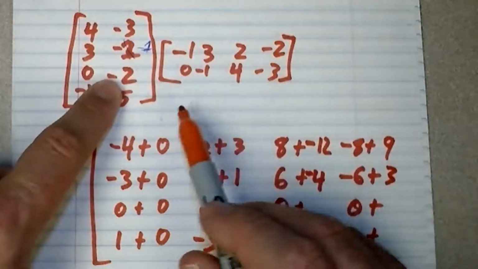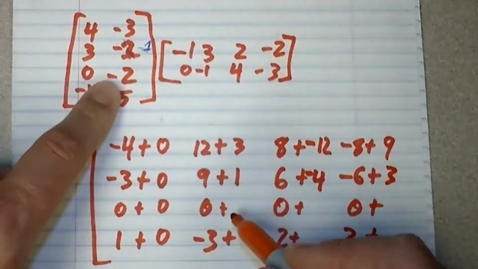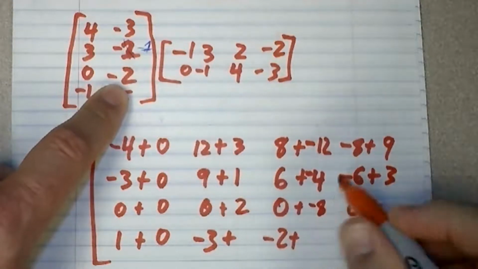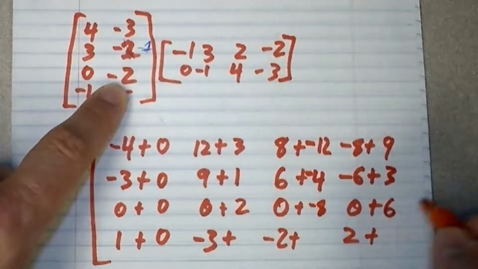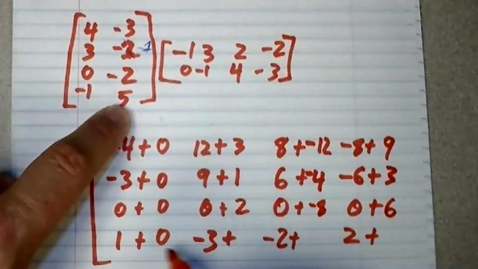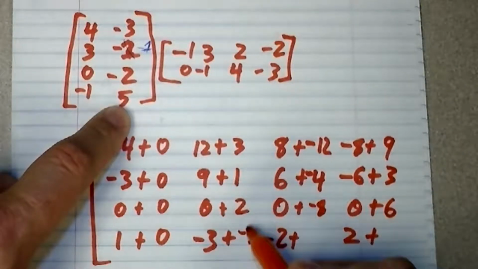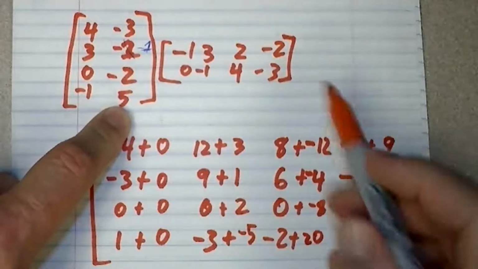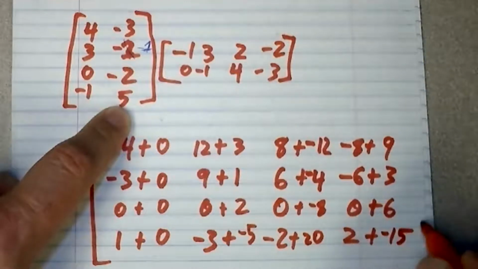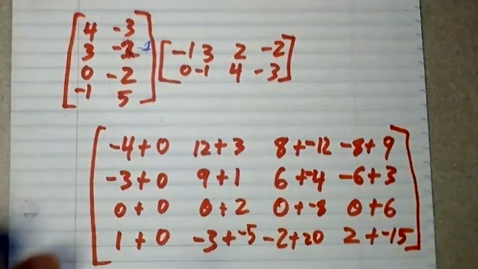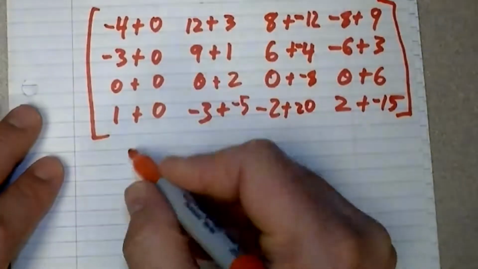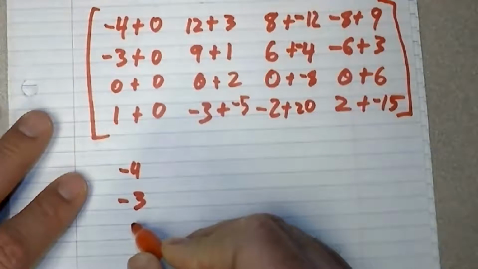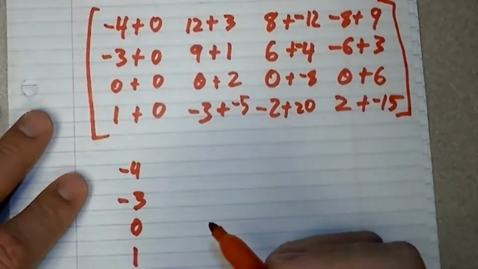And now we'll do the negative 2. So that's already a 0. It's negative 2, so that'll be positive 2. Negative 8. And positive 6. And now 5, so 0. Negative 5. 5 times 4 is 20. 5 times 3 is negative 15. Okay, and now we'll simplify this a little bit. So we get negative 4, negative 3, 0, 1.